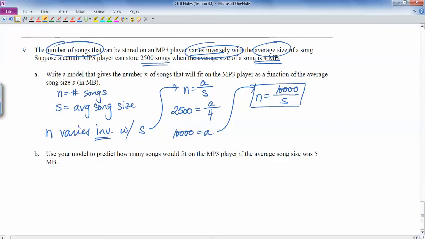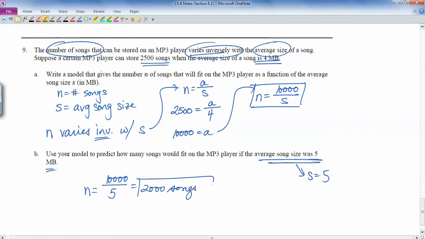Then use your model to figure out how many songs will fit on the MP3 player if the average song size was 5 megabytes. Well, that's S equals 5. Find N. So we just do N equals 10,000 over 5, which is 2,000. So you can fit 2,000 songs on that MP3 player if the average size was 5 megabytes. Okay, hope that helps a little bit.